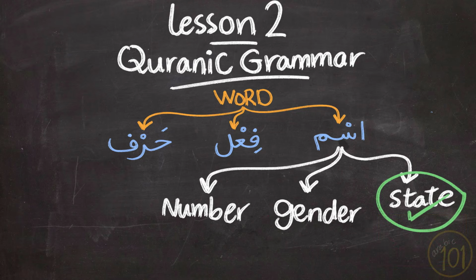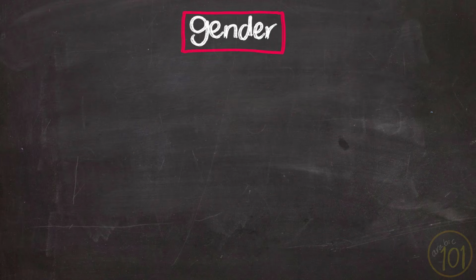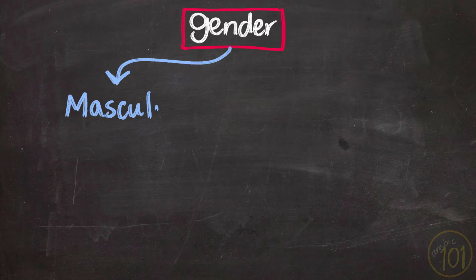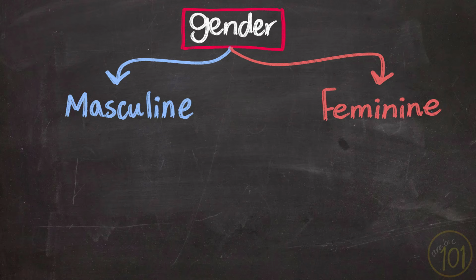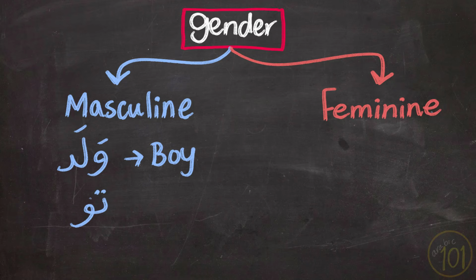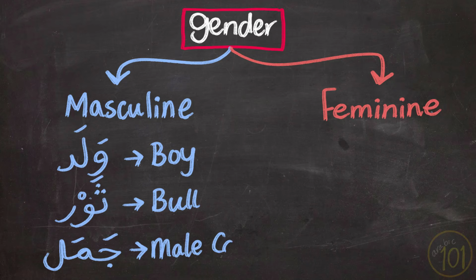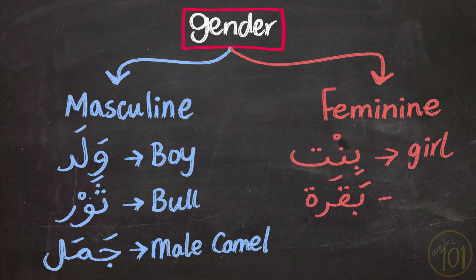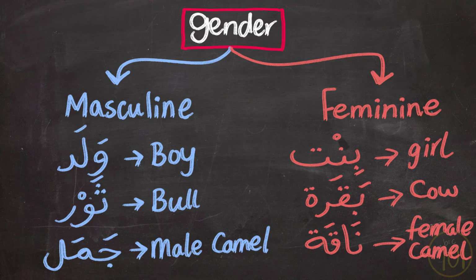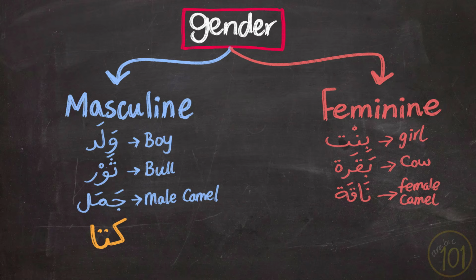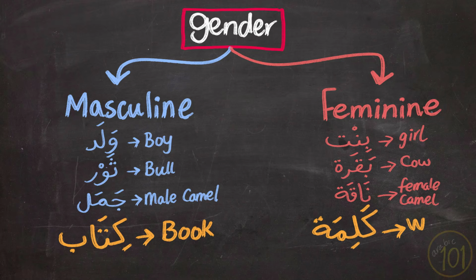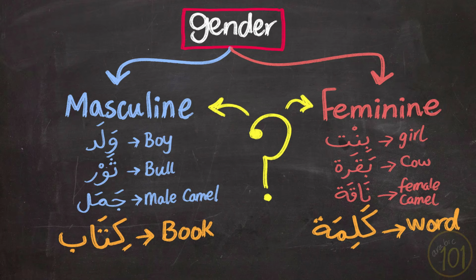And today's topic is the gender of the noun. In Arabic, there are only two genders, masculine and feminine. And where applicable, these genders follow the natural genders, meaning whatever is male, be that human or animal, is masculine. And the same goes for feminine nouns. All other objects are also masculine or feminine. So how do we know which is masculine and which is feminine?